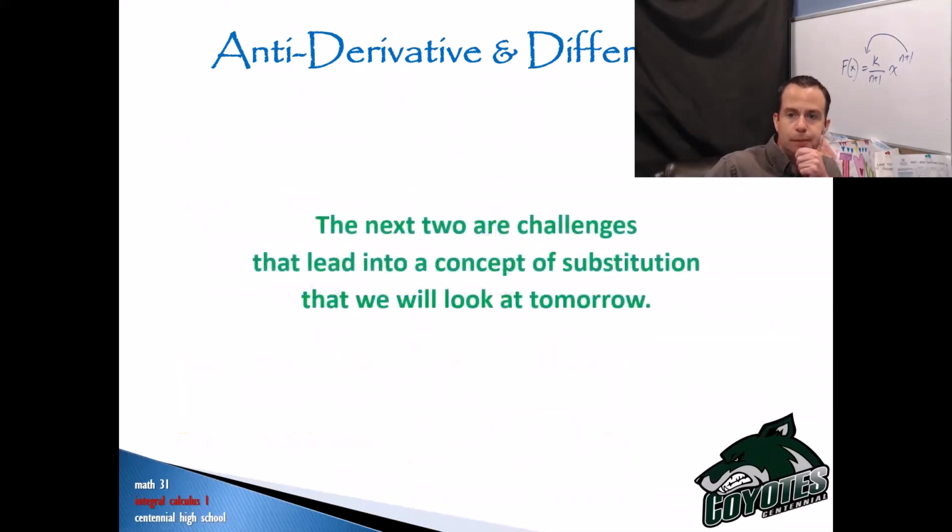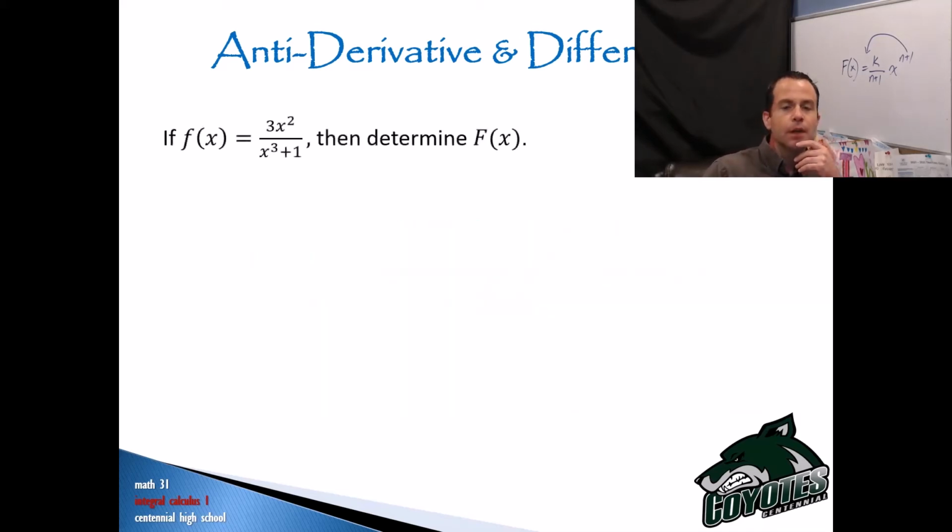Okay, cool. Now, the next two are challenges that lead into a concept of substitution that we'll look at tomorrow. But how I want you to handle them today, because we are still doing them today, is just with a little bit of educated hypothesizing, shall we say. If f of x equals 3x squared over x cubed plus 1, and I want to determine the antiderivative.